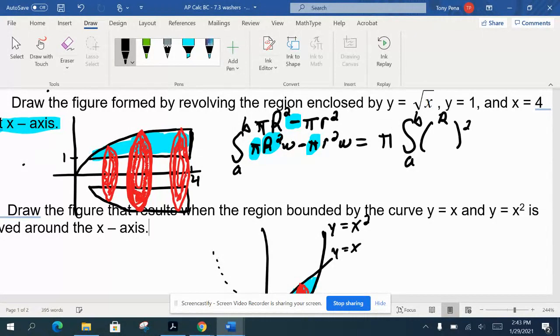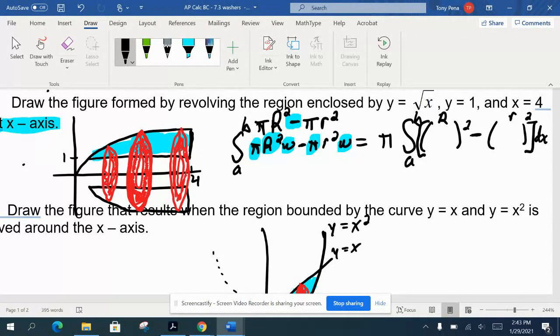And so when we go to do these, we're going to have to define the big radius. We're going to subtract away the little radius squared. And then since these all have this W, that's our change in X. Since it's vertical, I'm going to factor that out, but I'm going to put it on the back end where it belongs. That's pretty much our washer method.